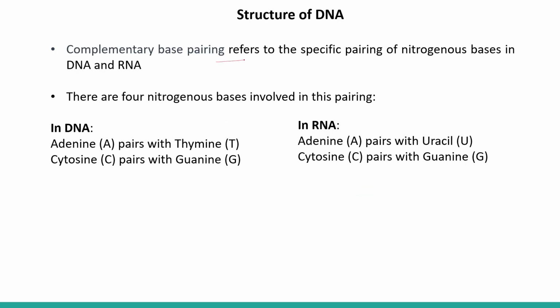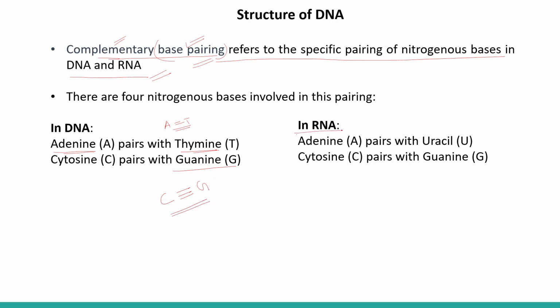Complementary base pairing refers to the specific pairing of the nitrogenous bases in the DNA and RNA. So what is base pairing, and what is complementary base pairing? It means there are some bases that pair, right? Adenine always pairs with thymine. So A pairs with thymine. Cytosine pairs with guanine, right? So C pairs with G.